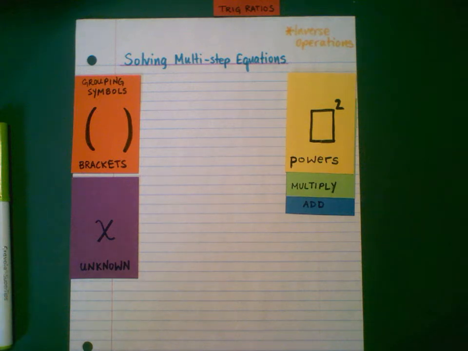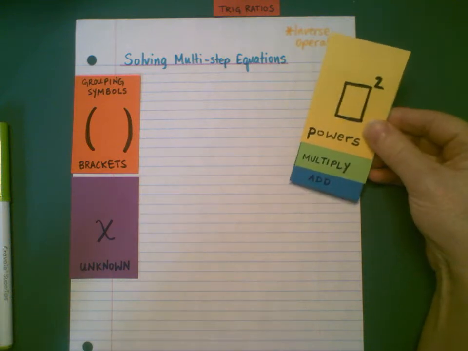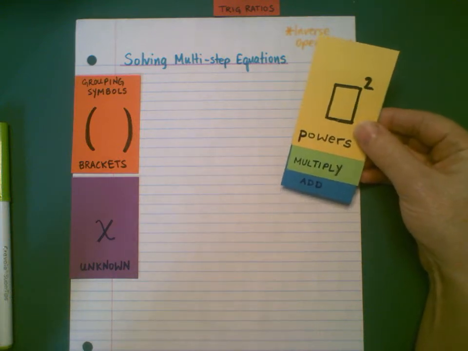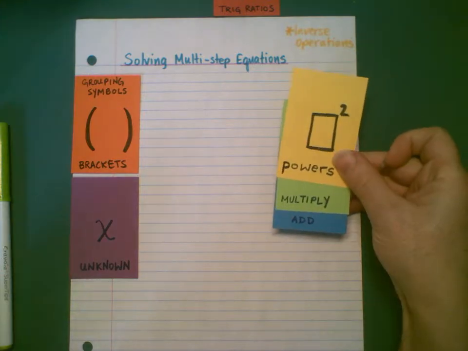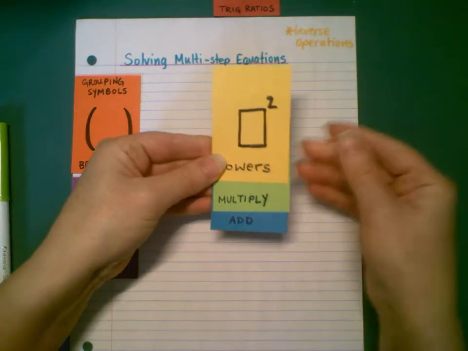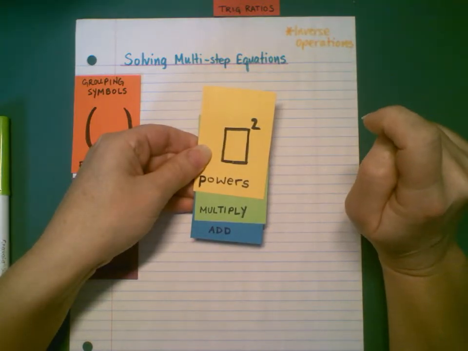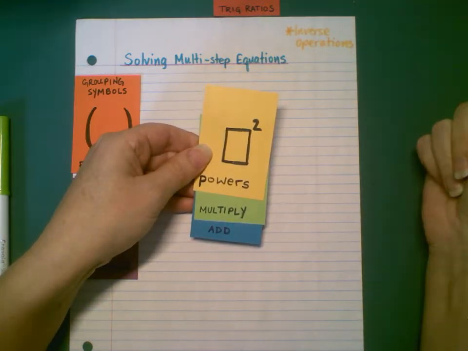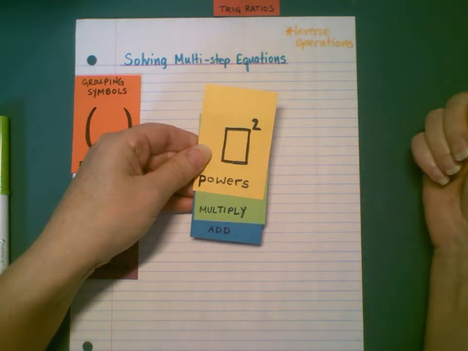Hello, in this video we're going to look at solving multi-step equations using inverse operations. In order to demonstrate the process for solving an equation that has multiple steps, I'm going to use these little cards, and the three that you see that I'm holding here are inverse operations. They are things that can be done to a variable or to a value to change its value.